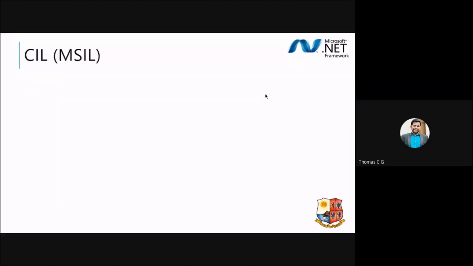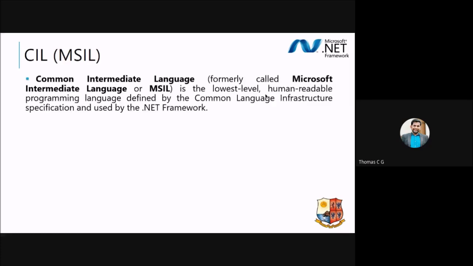CIL, formerly called MSIL, Microsoft Intermediate Language. All right, so please note this is the full form or definition of it. It is the lowest level human readable programming language. I want you to focus on those words. It is the lowest level a human can read this code.